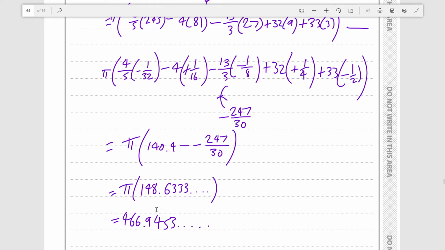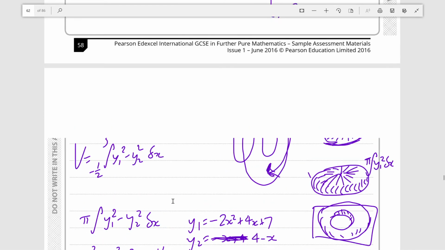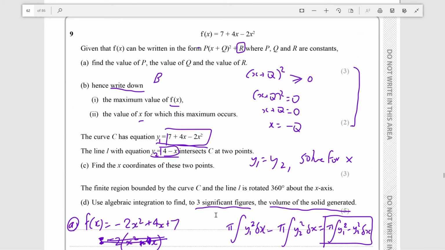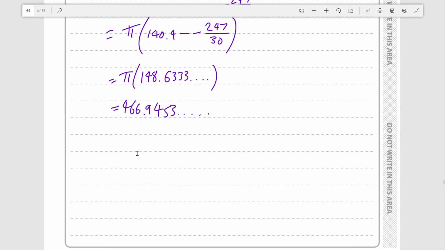And if you go all the way back to the beginning of the question, you will recall that we need to find the volume to 3 significant figures. So in the end, the volume will round to 467 at 3 significant figures.